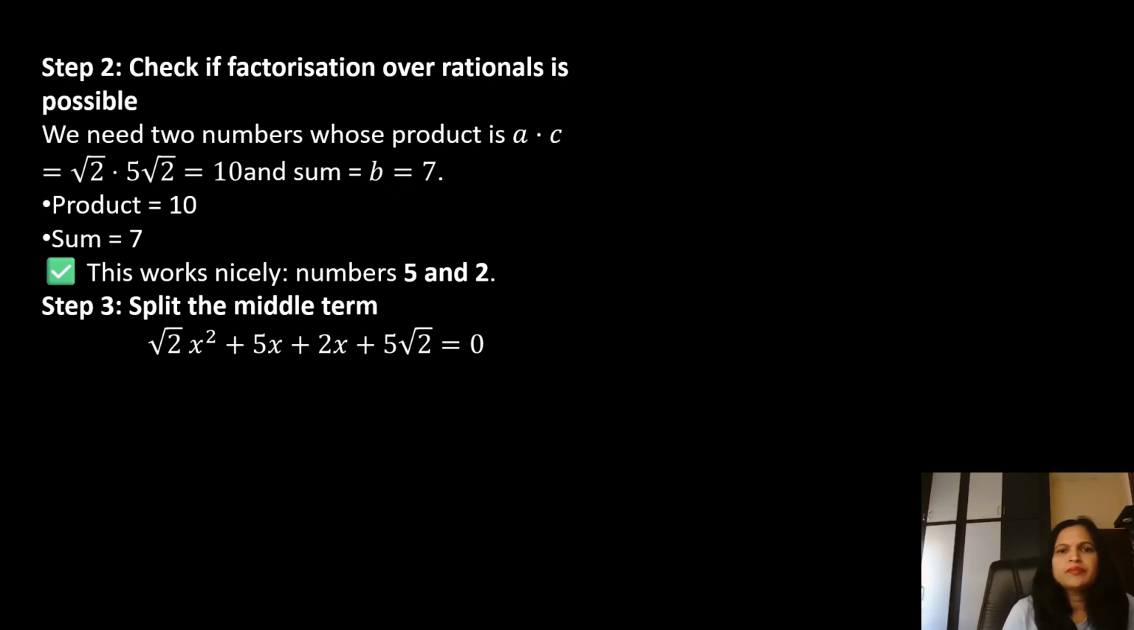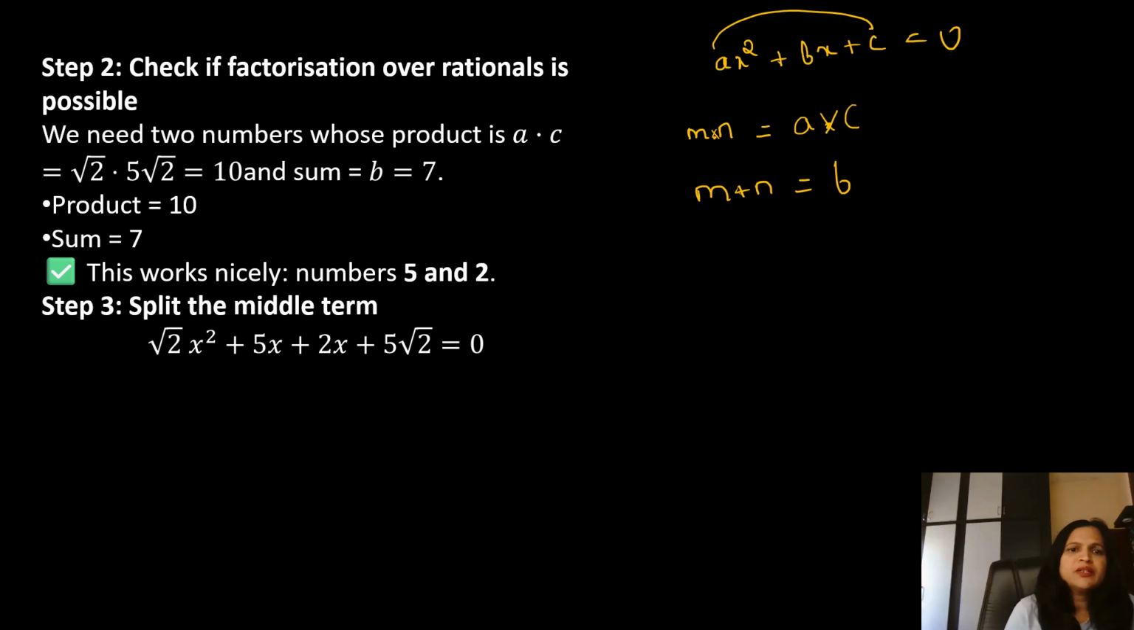If your equation is ax square plus bx plus c equal to 0, then multiply these two: a into c, that is root 2 into 5 root 2, which is 10. Then take two numbers m and n so that the multiplication of these two, m into n, is a into c, and the addition of these two numbers, m plus n, is equal to b.